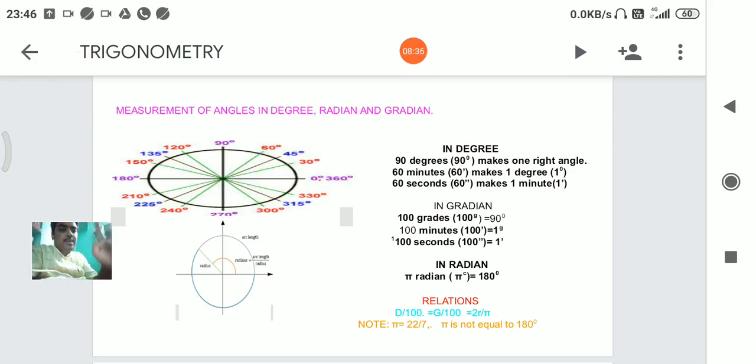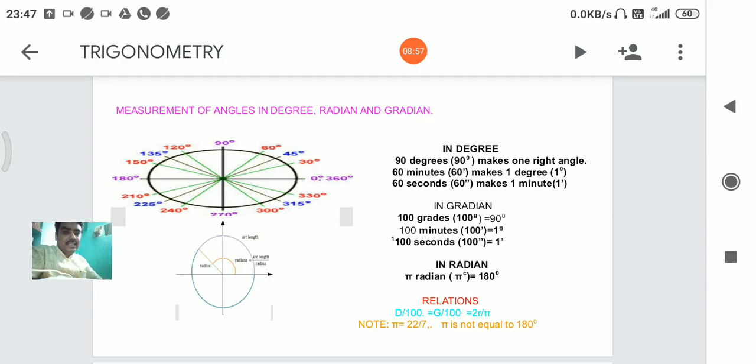And that one part is known as 1 grade. And if that 1 grade I divide into another 100 equal parts, then one part is known as 1 minute. And again if that minute is divided into another 100 equal parts, then that one part is 1 second.